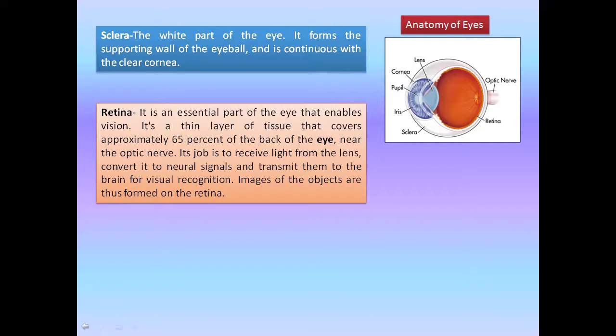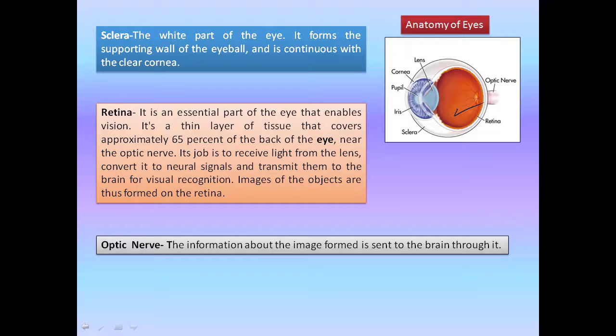Then retina. This is the retina. It is the essential part of the eye that enables vision. It is a thin layer of tissue that covers approximately 65% of the back of the eye near the optic nerve. Its job is to receive light from the lens, convert it into neural signals and transmit them to the brain for visual recognition. So images of the objects are thus formed on the retina. Next, optic nerve. The information about the image formed is sent to the brain through the optic nerve.